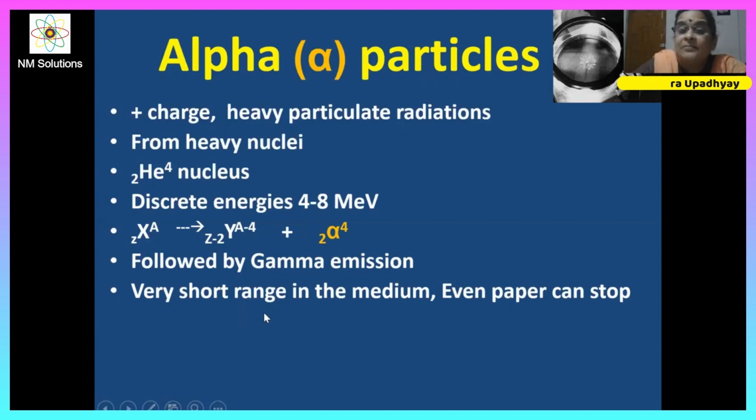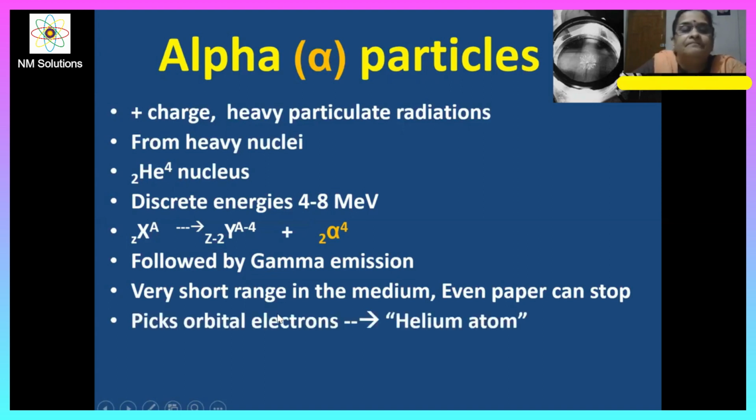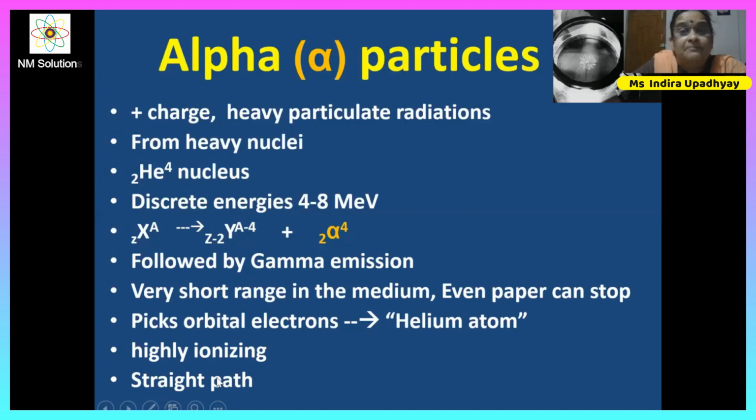Very short range in the medium because these are heavy particles. Even a paper can stop these particles. It picks up orbital electrons and becomes the stable helium atom. It's highly ionizing and it follows a straight path, unlike the beta particles, as you are going to see, because they are heavy and they are not deflected much even after the interaction with the medium.